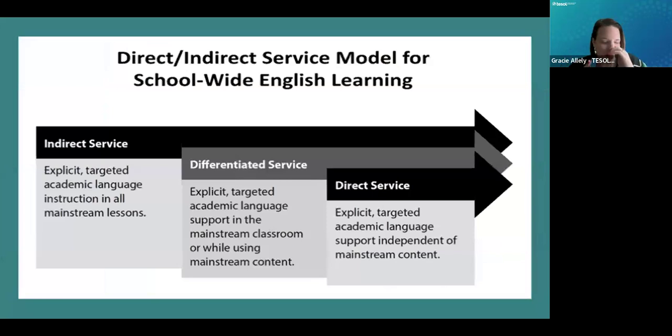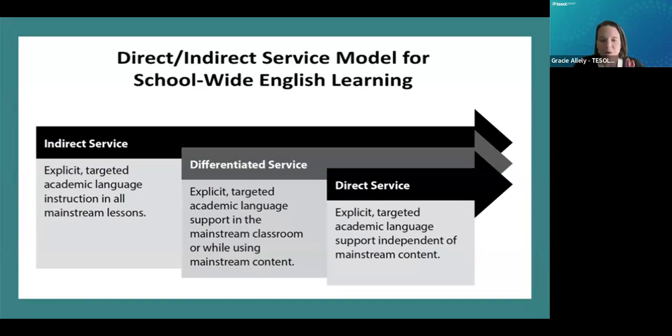So, a quick little think about your setting. We're going to look at these three different models, the direct/indirect service model for school-wide English learning. On the right side of my screen, we see direct service. This is your explicit targeted academic language support independent of the mainstream content. So this is the English language classroom with an ESL or EL/ELD teacher where the students are not learning language and content simultaneously, but are just focusing on academic language support.